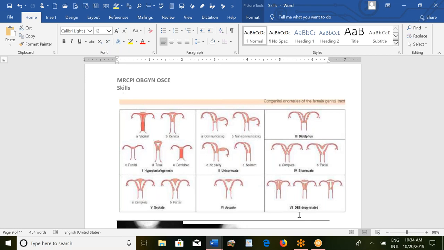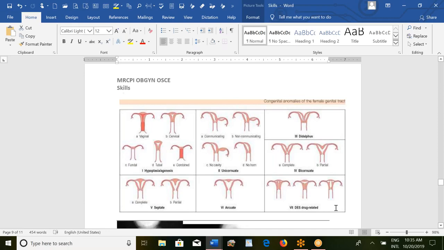So actually, you know why I am showing you these pictures? Because in the RCPI skill station, they will simply bring these printouts, and sometimes they will show you a laptop screen and ask you to comment on them. So here are different uterine anomalies. They don't ask you how they have developed or how these can be fixed. They just want you to identify and tell them what type of problems this sort of abnormality can cause in females. Okay, so can you please comment on these abnormalities?